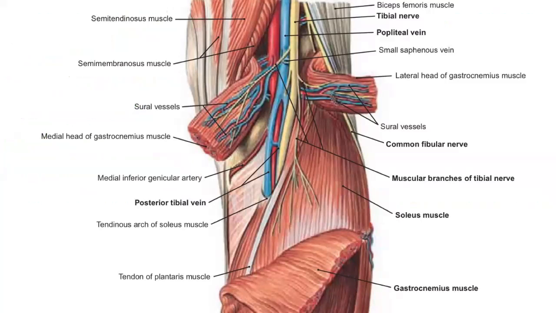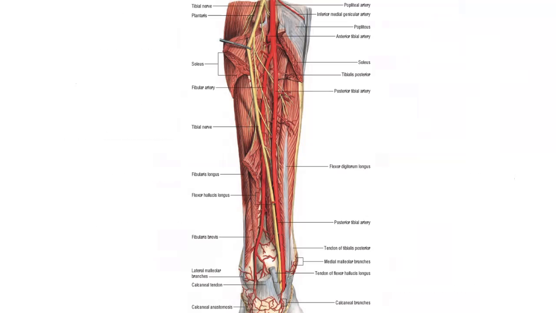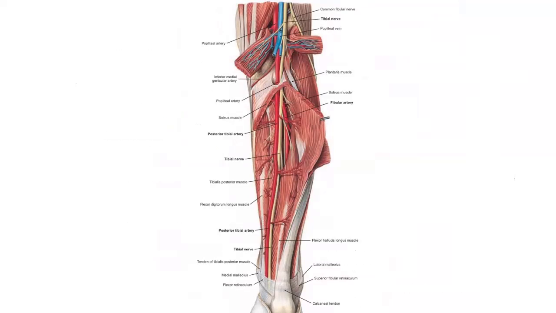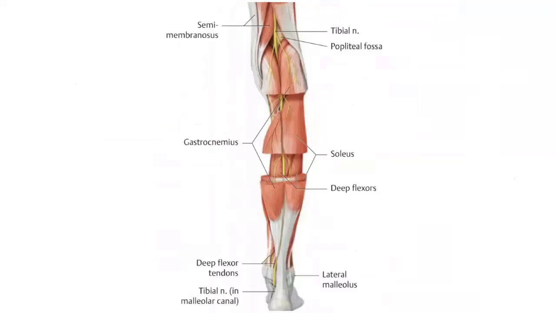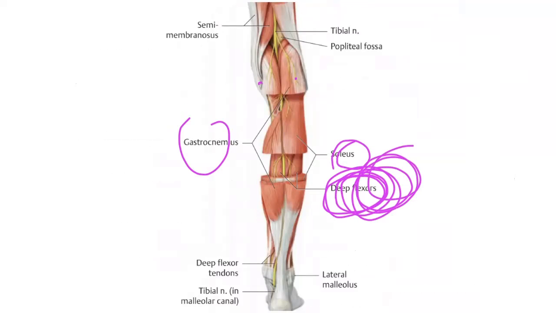So you see different muscles and how it is supplying all those muscles, right? See, this is the tibial nerve now, and all the different muscular branches, they supply different muscles. Gastrocnemius, soleus, deep flexors, that means tibialis posterior, and all those things.